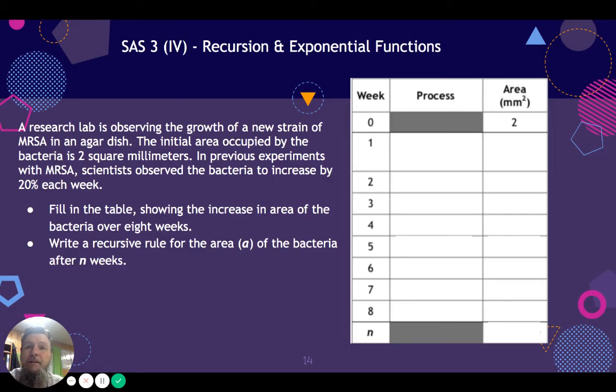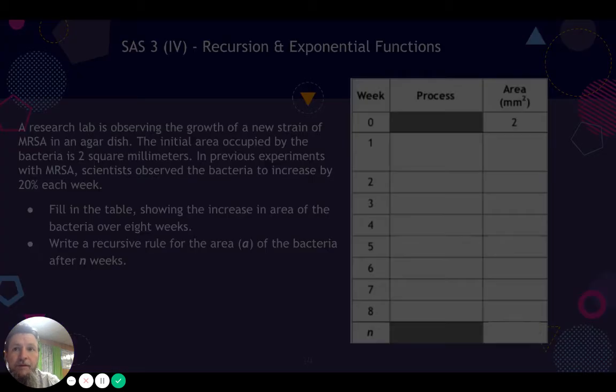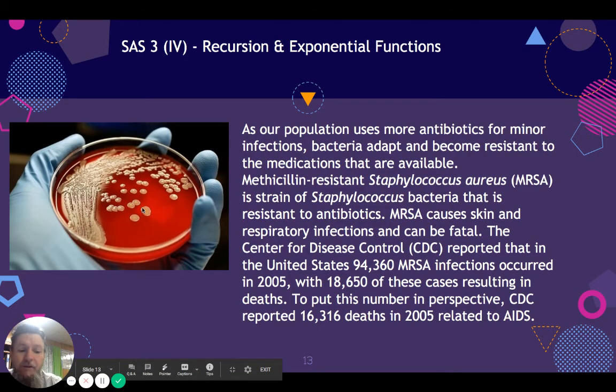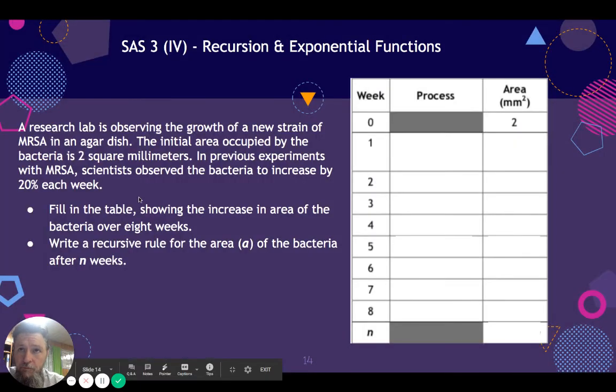All right. A research lab is observing the growth of a new strain of MRSA in an agar dish. An agar dish, that picture right there, that's an agar dish, okay? The initial area occupied by bacteria is 2 square millimeters. In previous experiments with MRSA, scientists observed the bacteria to increase by 20% each week. Now we're going to fill in this table showing the increase in area of the bacteria over 8 weeks, and we're going to write a recursive rule.